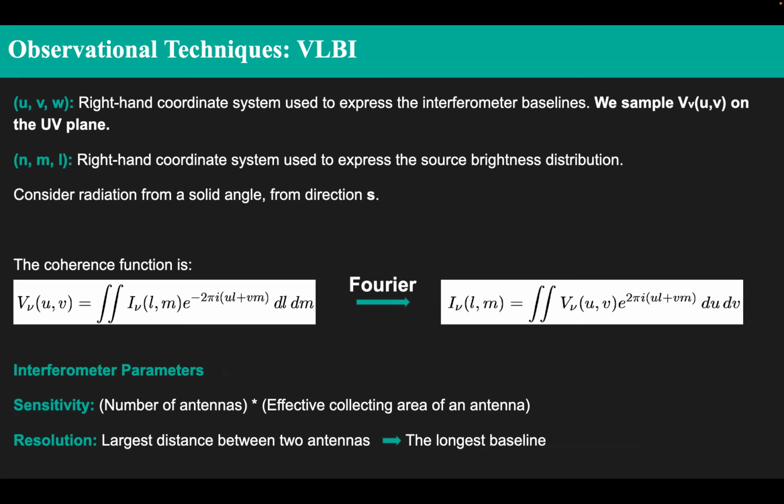Now, this is how an interferometer works, and the difference in VLBI is that the antennas are very far away from each other. They can be on very different continents, and this is what actually gives us the longest baseline, which results in a better resolution, because the resolution depends on the distance of the two antennas.